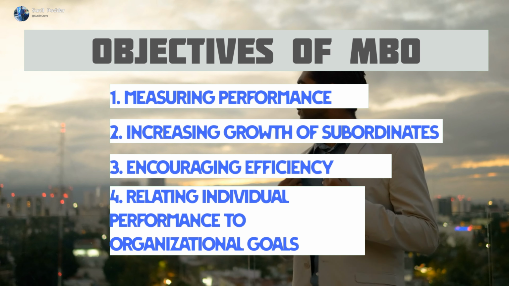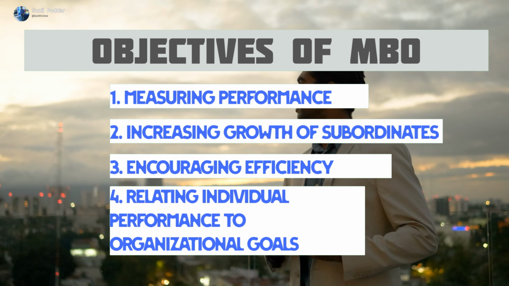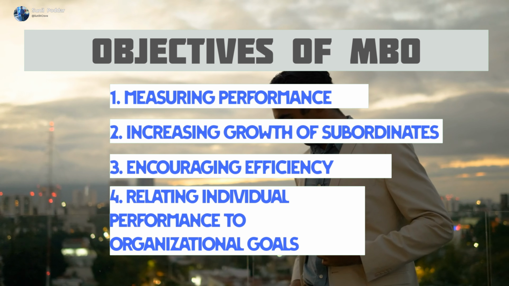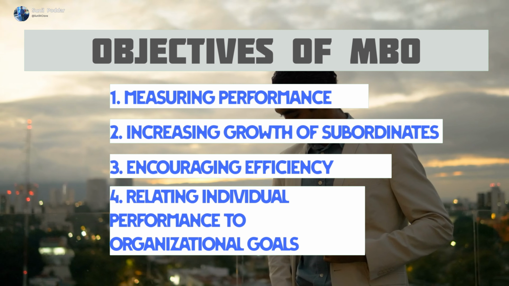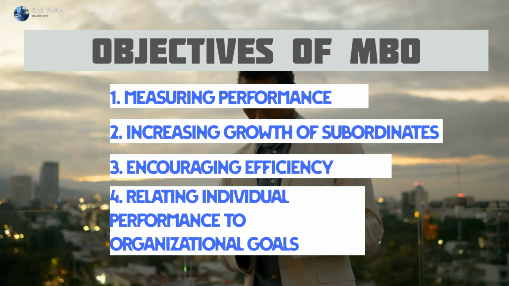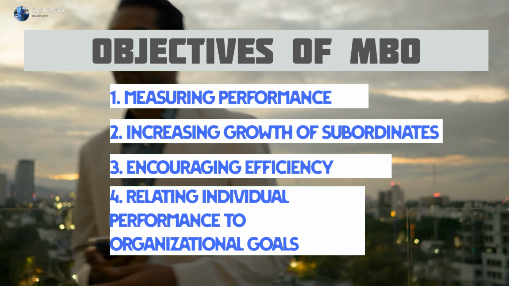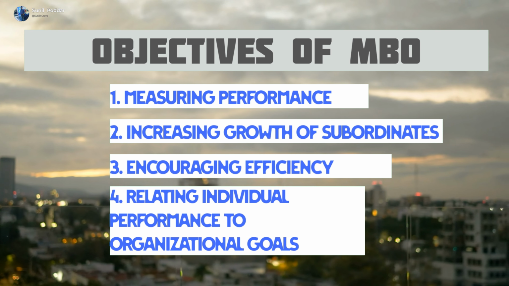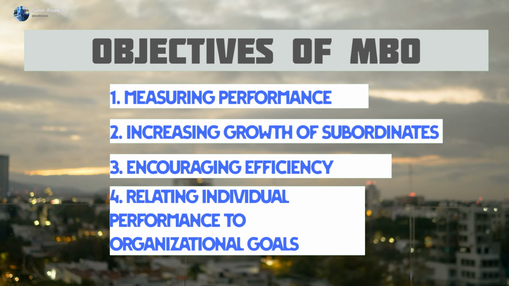Objectives of management by objective. Measuring performance. MBO's primary goal is to assess individual performance against set objectives. For example, in a software development firm, developers might have a specific goal like reducing bug rates by 15%. Their performance is evaluated based on how well they achieve these targets.